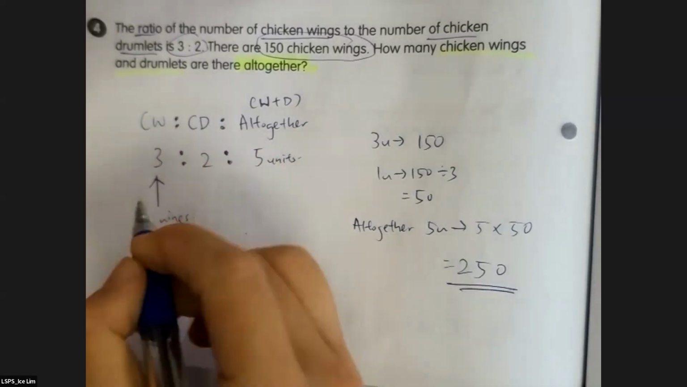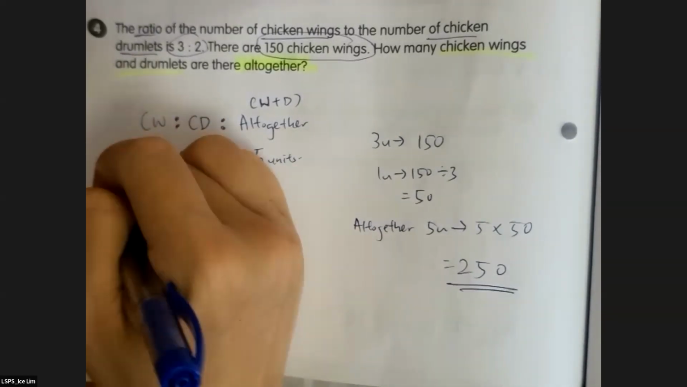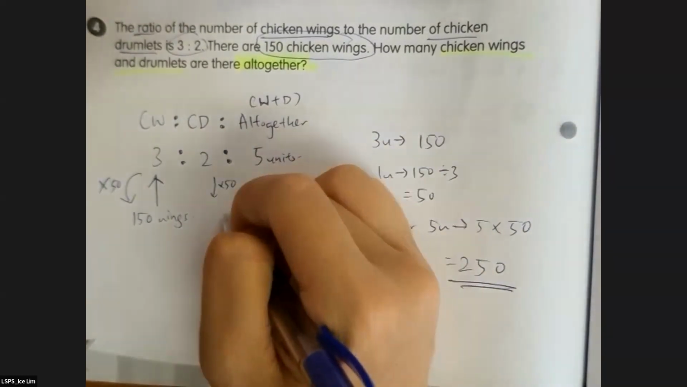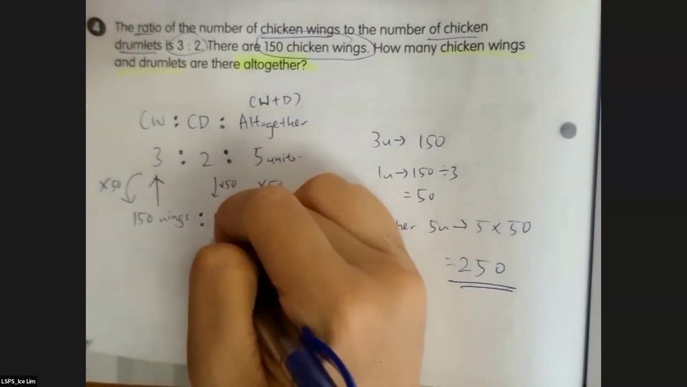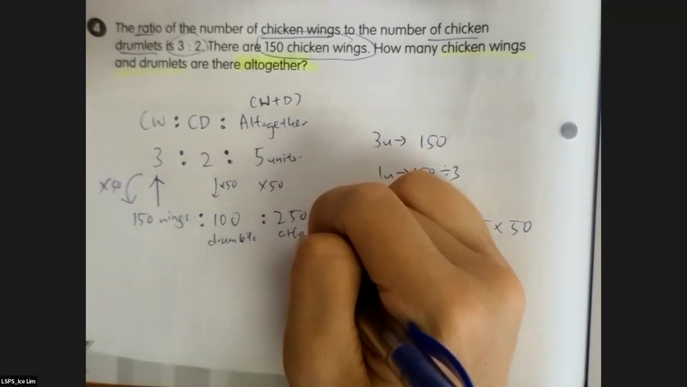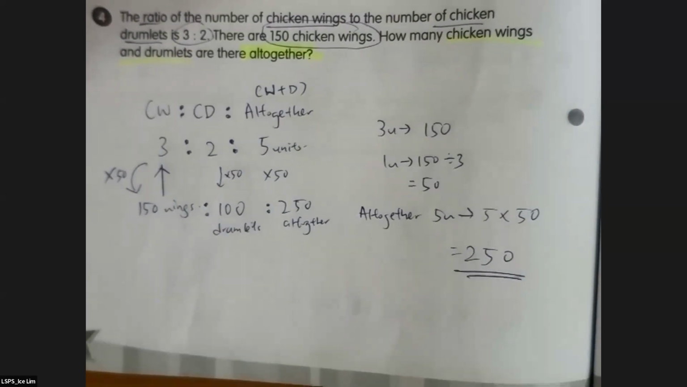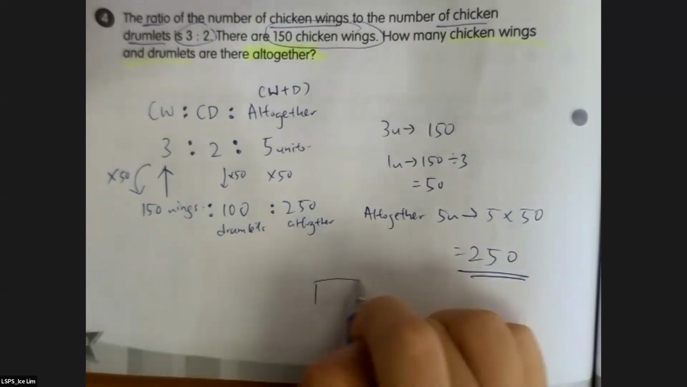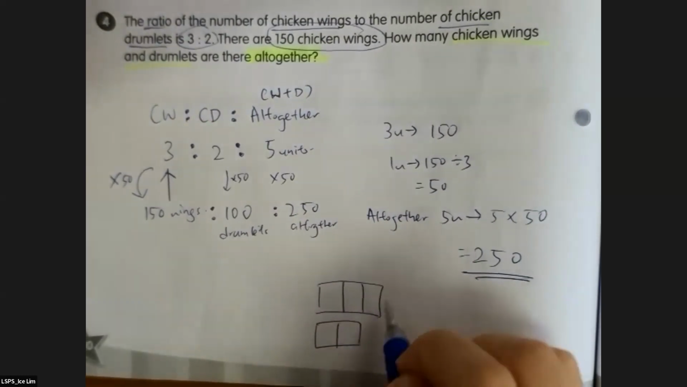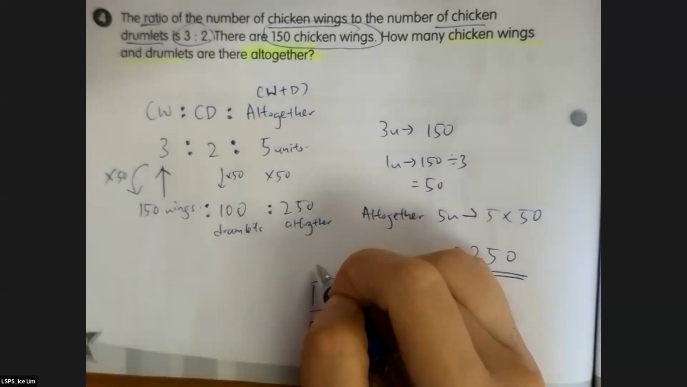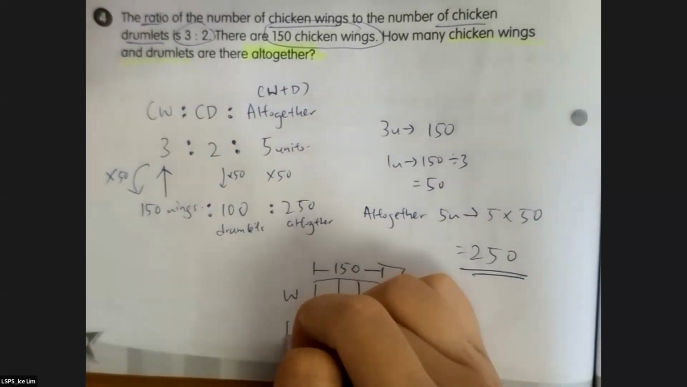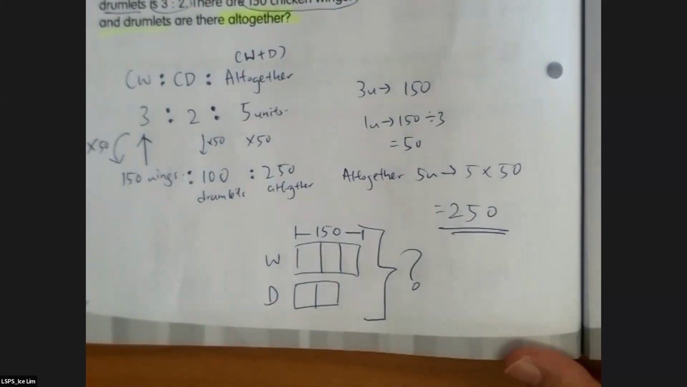I can go by here as well. So from here to here is times 50. So I can times 50, times 50. 150 means 100 drumlets. So 250 altogether. If I were to draw a model, it looks like this. Can you understand?